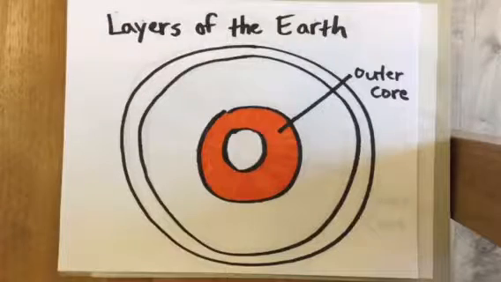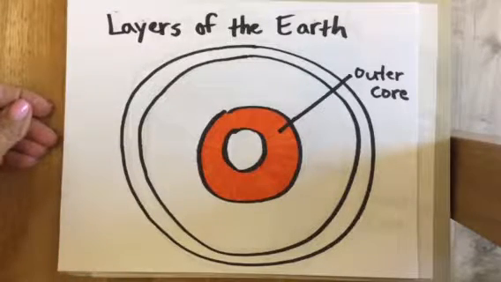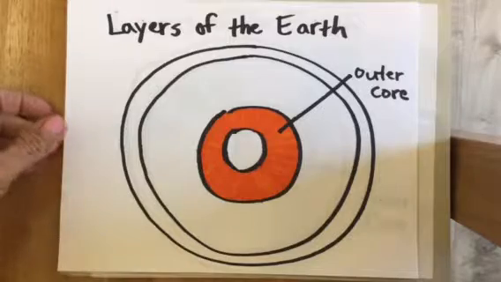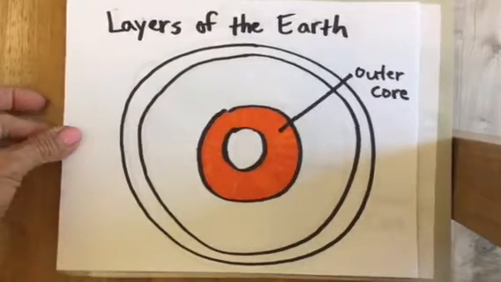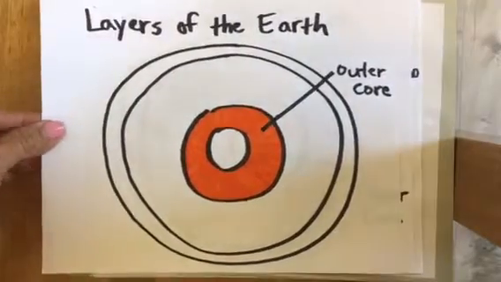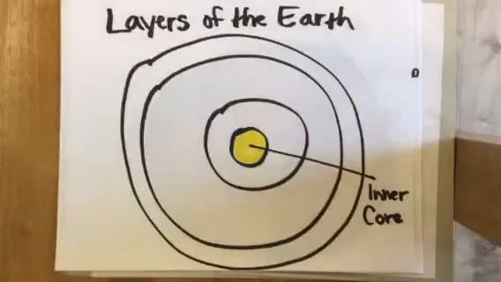The next layer is the outer core. It is made of melted liquid metal. As you can see, the temperature as we go towards the center of the Earth continues to increase and get hotter and hotter. The center layer of our Earth is called the inner core. It is a solid ball of metal and is larger than the moon.